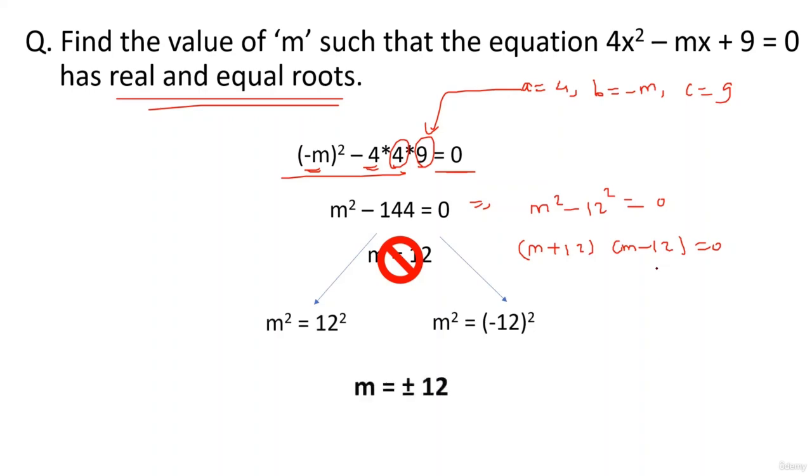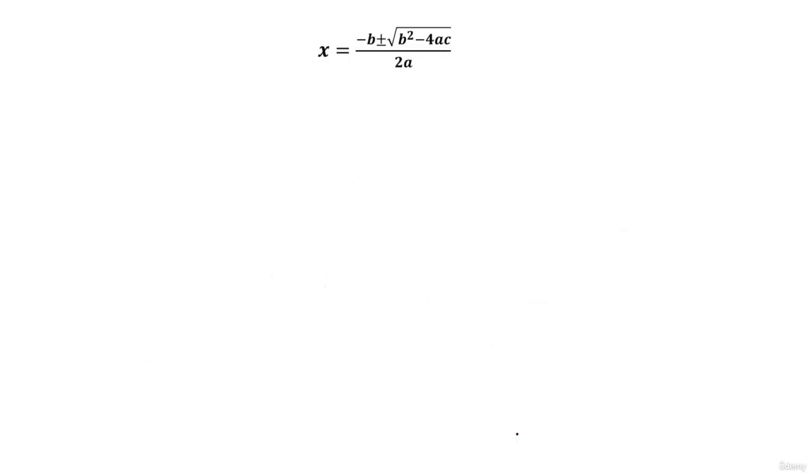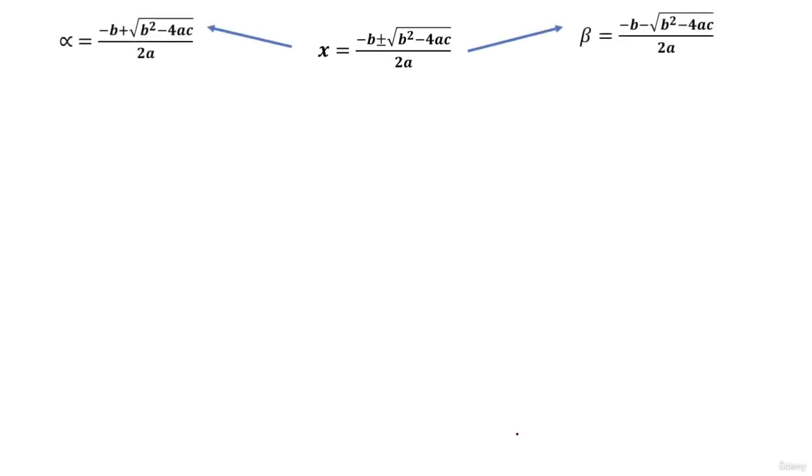So m can be plus or minus 12 as such. So we talk about the roots now. Okay, we saw that from the quadratic formula, the roots were minus b plus minus root of b square minus 4ac upon 2a. So plus and minus, both roots we separate. Okay, the slightly more positive root we call it as alpha. Okay, and the slightly more negative root we call it as beta.